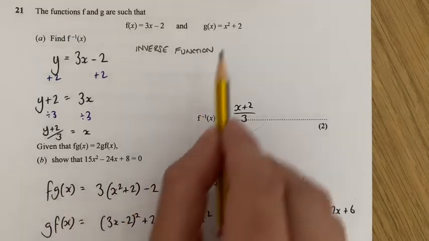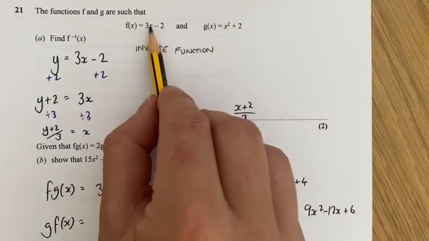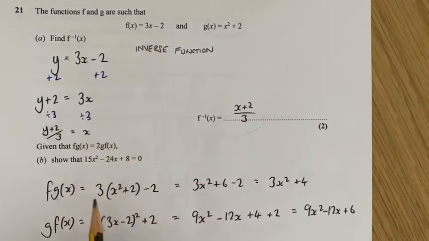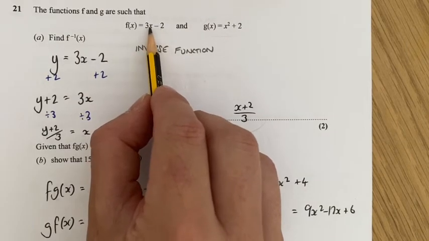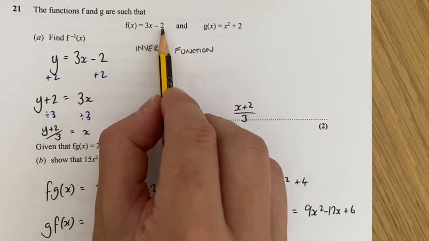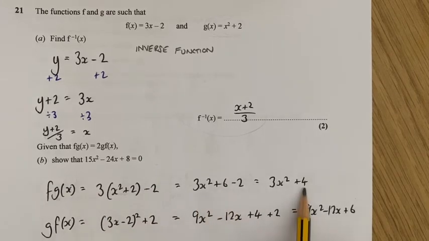So we're going to get the function g, so this, and we're going to put it in f in place of x. So we've got 3 lots of x take 2. We're going to do 3 lots of the g function take away 2. And then just basic algebra, multiply the bracket, tidy it up.